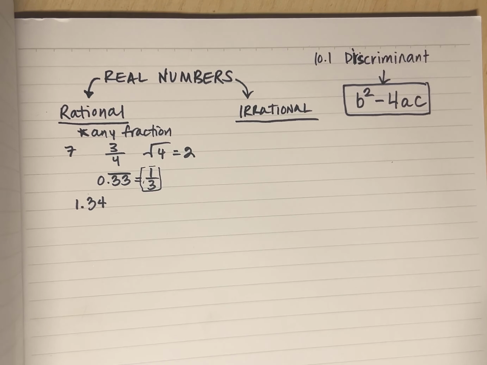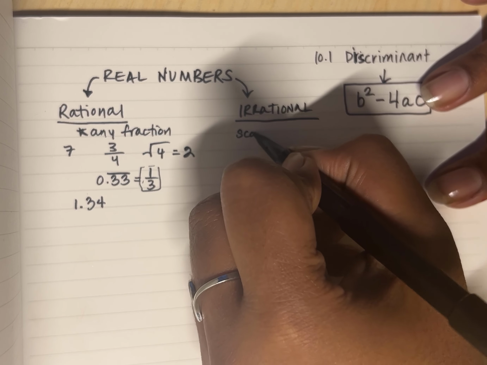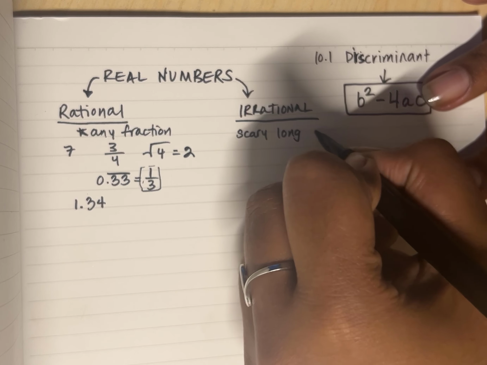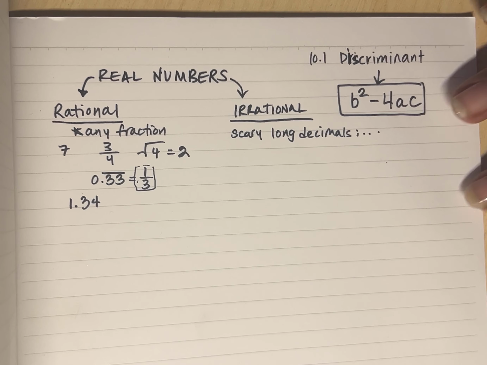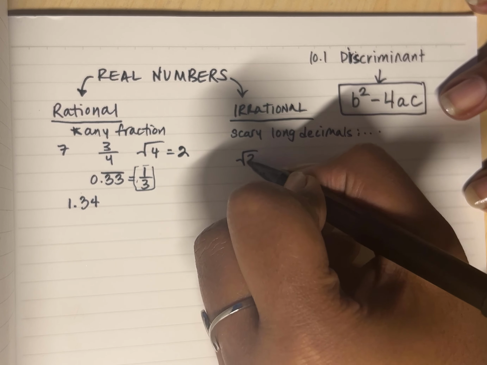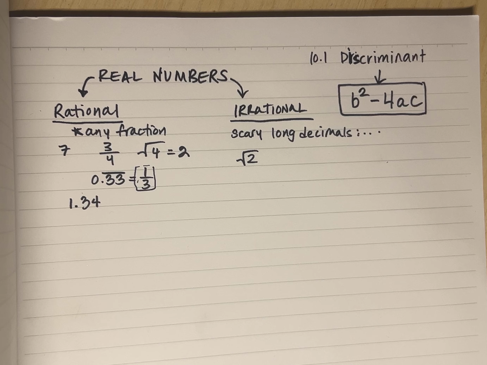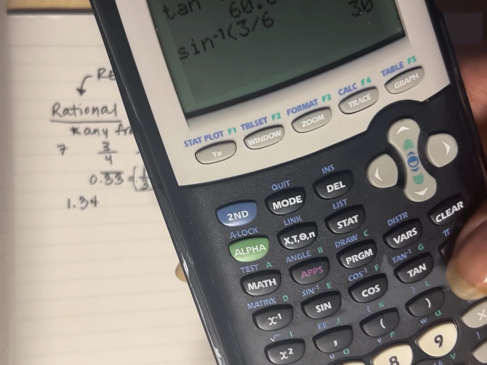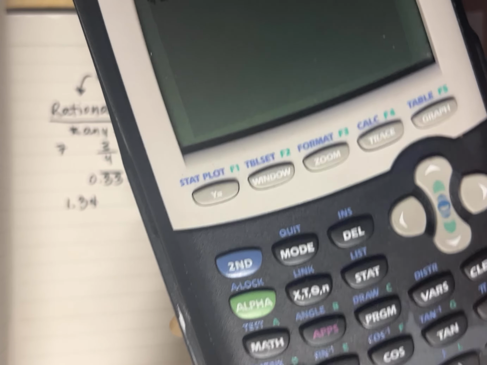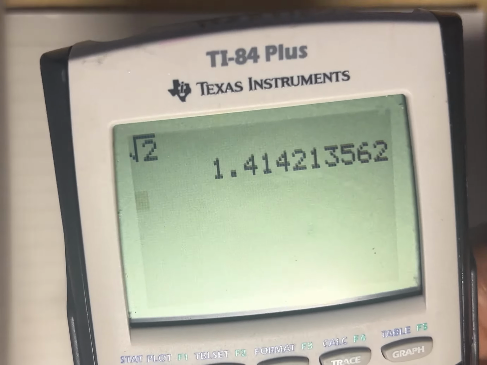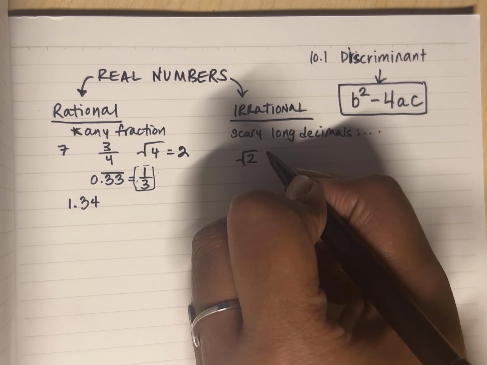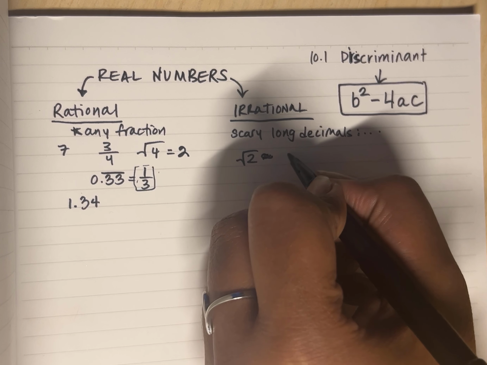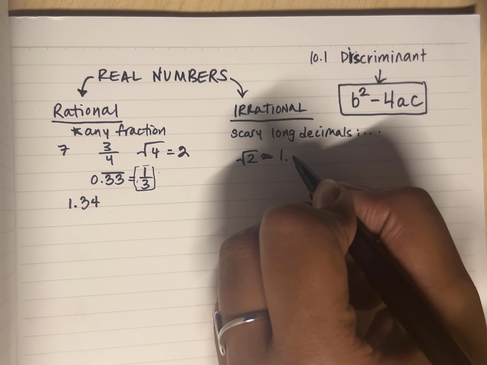Irrational numbers do continue forever. They are our scary long decimals. They go on forever and ever and ever. Think the square root of 2. Can we take the square root of 2 in your head right now? Is that a perfect square? No. If I take my calculator right now and take the square root of 2, I get this really long number. I get 1.414213, blah, blah, blah. It goes on forever, or it just goes on in a way that is not predictable.